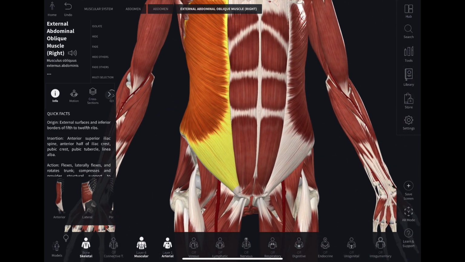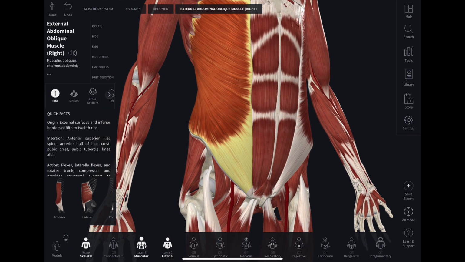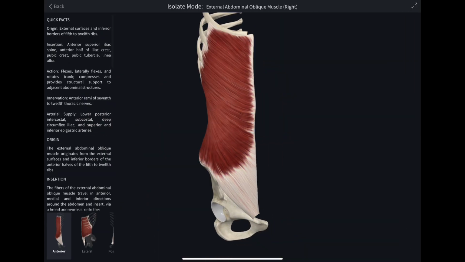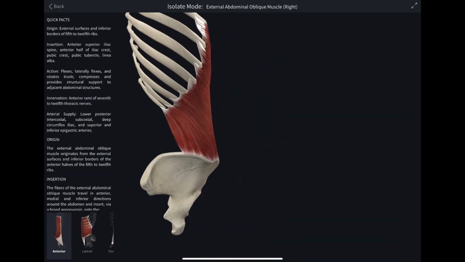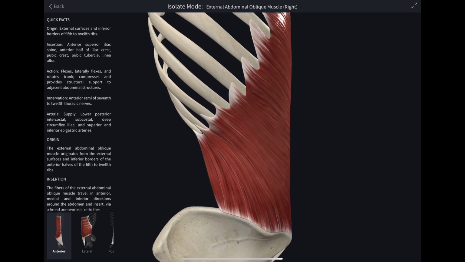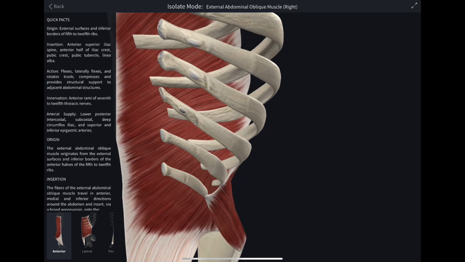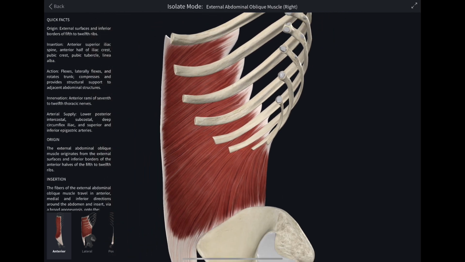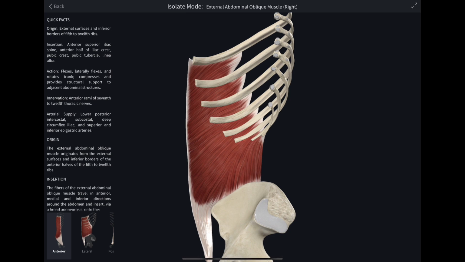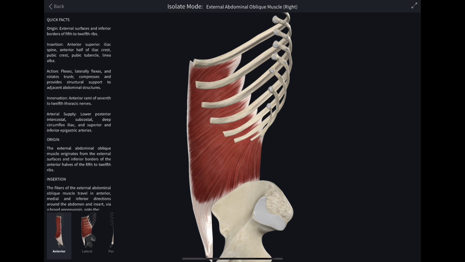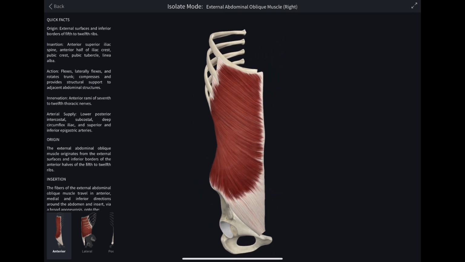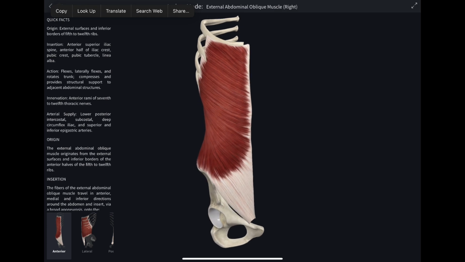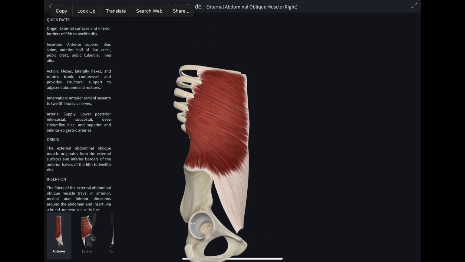This muscle is literally attached and originates in the lower ribs right here. You can see its attachment or origin on the lower ribs. You see how it attaches, and then it also wraps around the torso all the way to the linea alba, which would be right here. And then also the inguinal ligament, which would be right below around here.